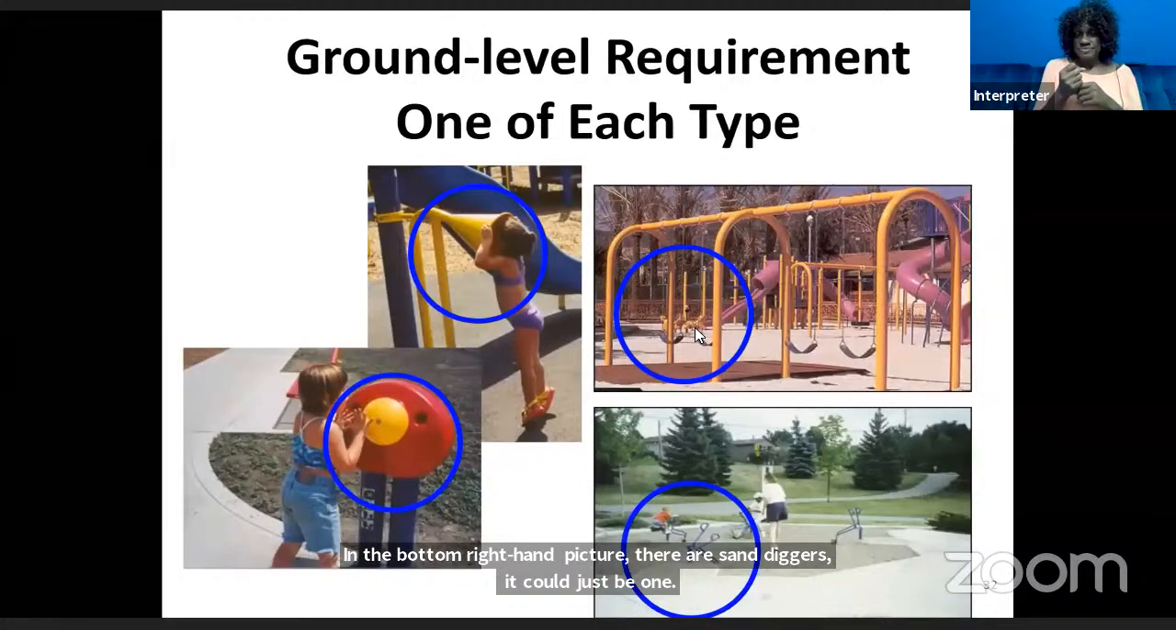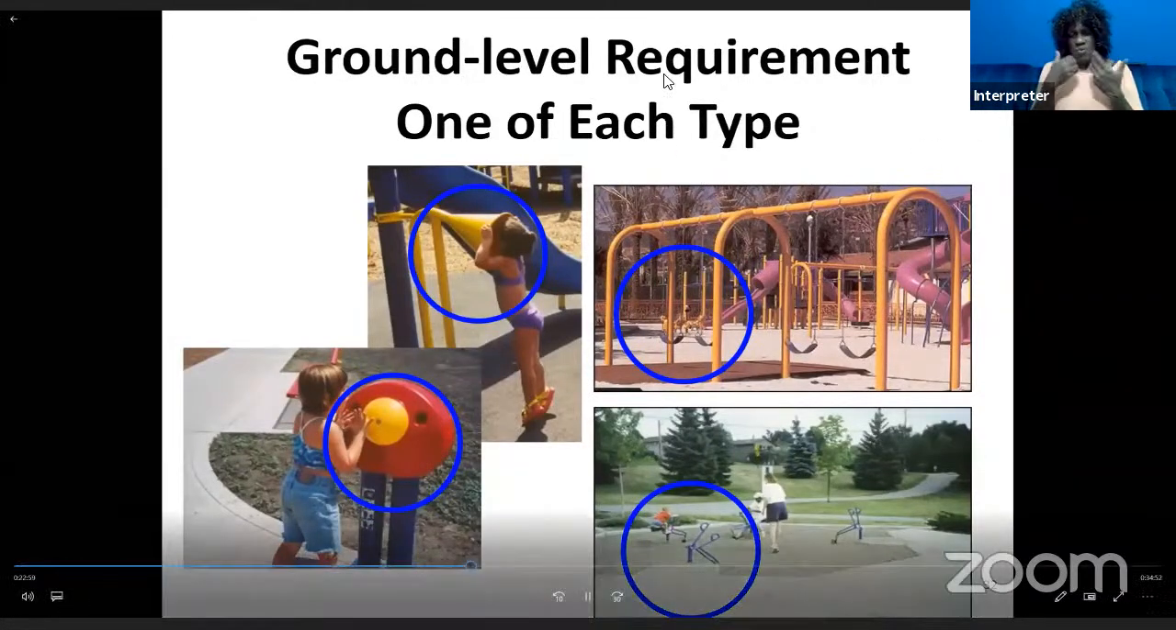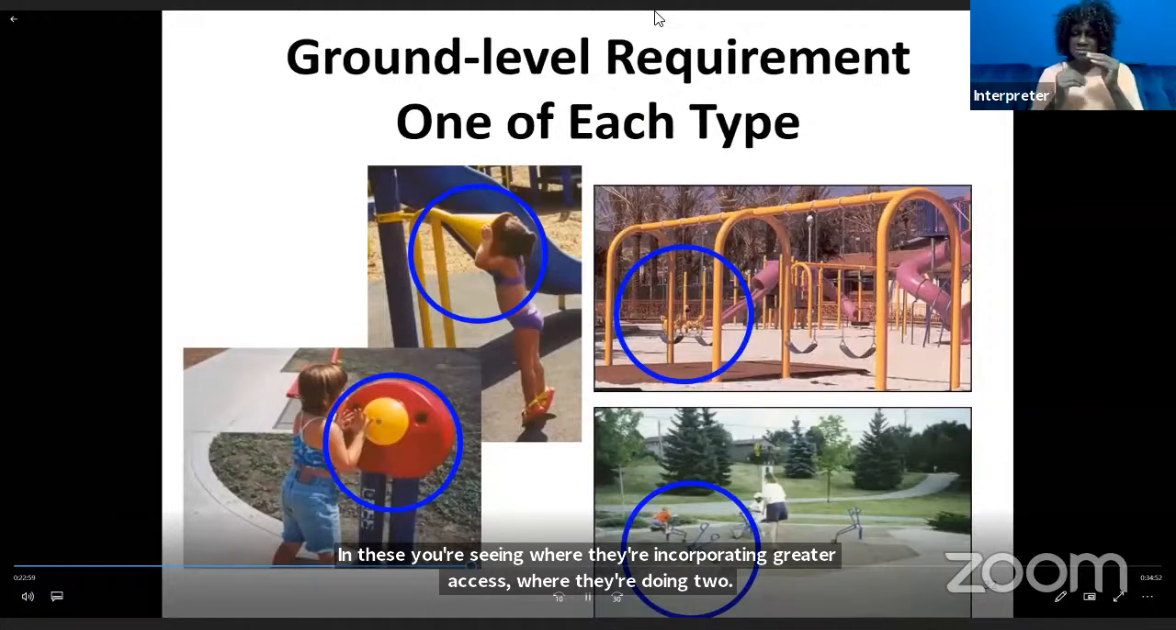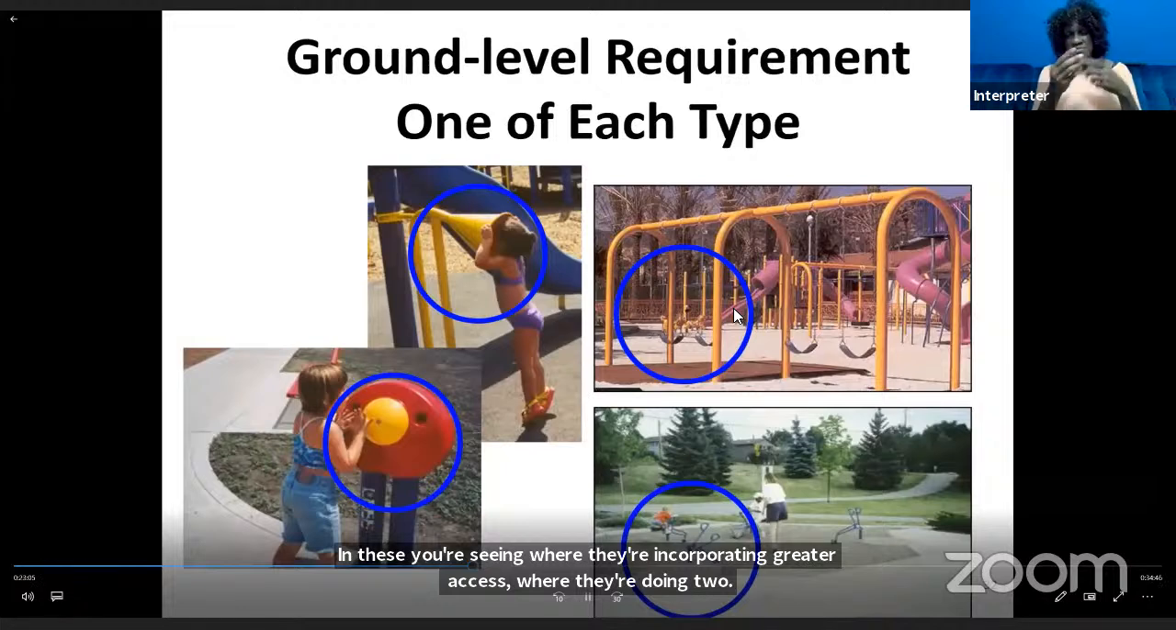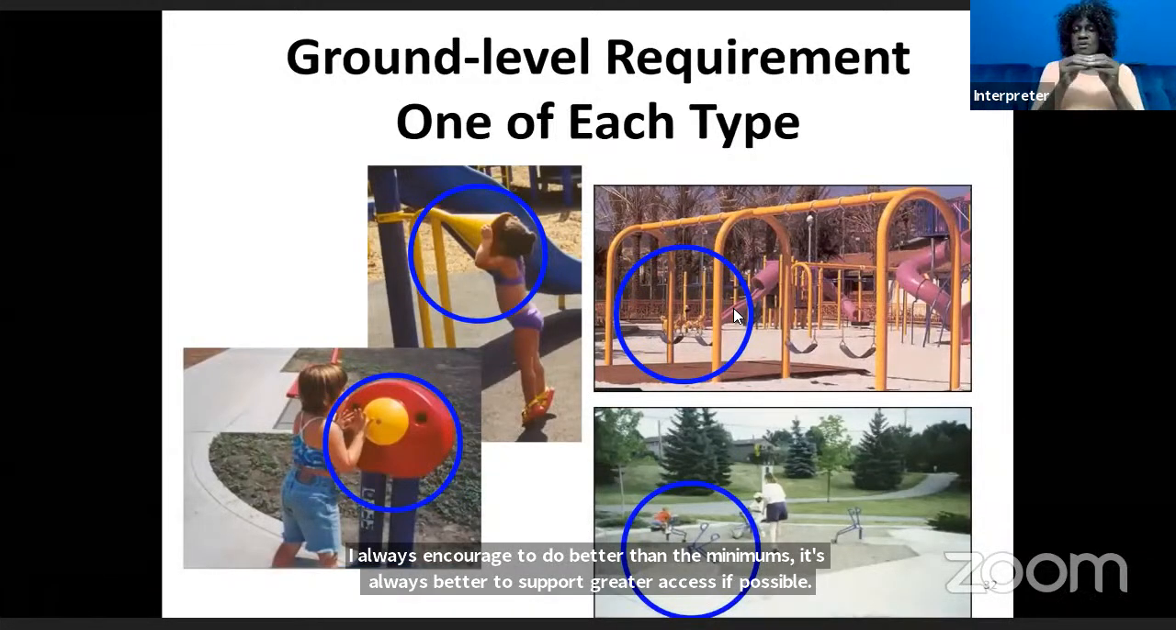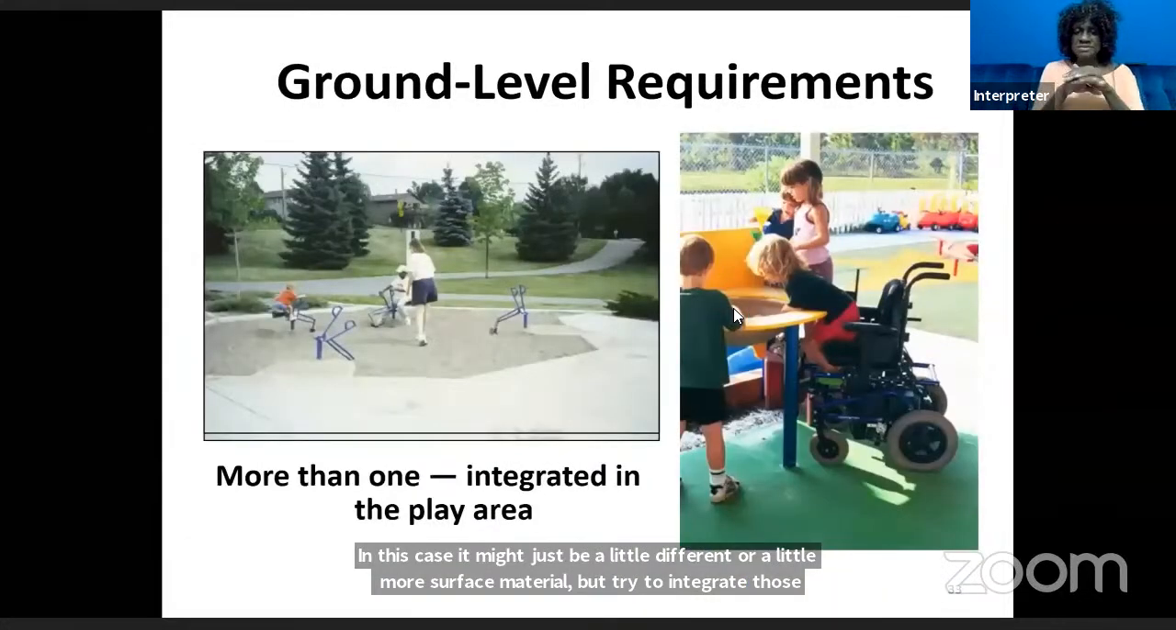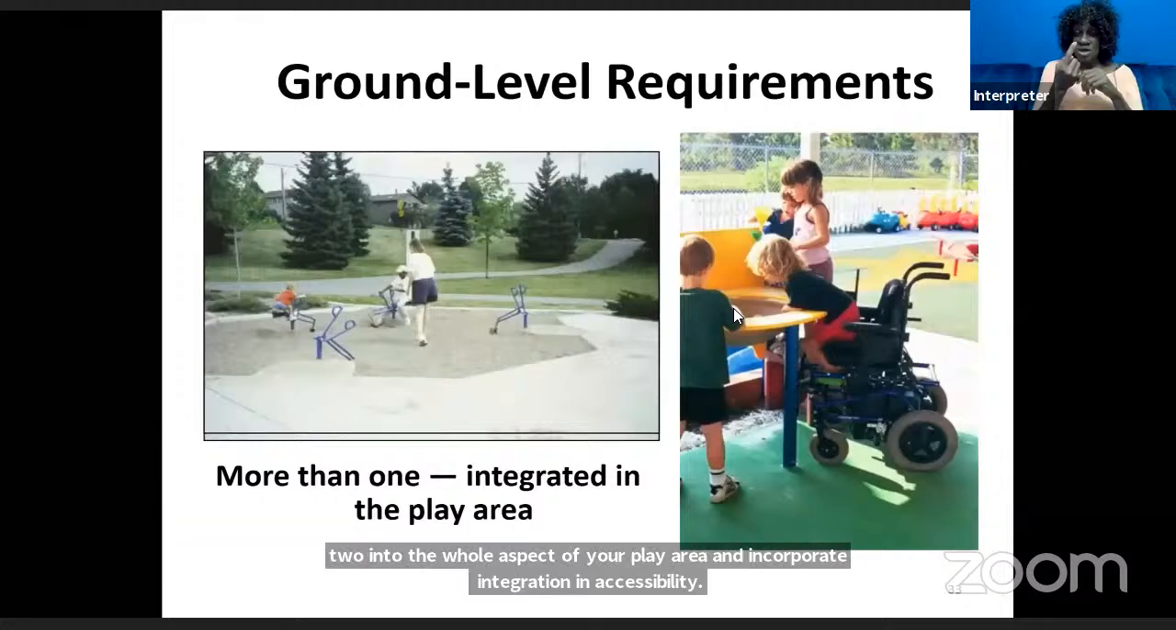I always encourage doing greater than the minimums, right? It's always better to support greater access if possible. In this case, it might just be a little bit more surface material, but try to integrate those into the whole aspect of your play area, incorporating integration and accessibility. So here it is. If there's more than one, integrate them into the play area to make sure everybody's got an opportunity. I like this picture on the left. That's why I included it in here.